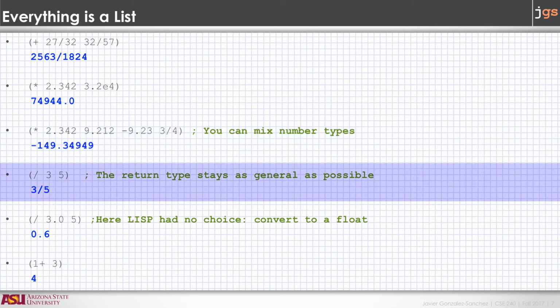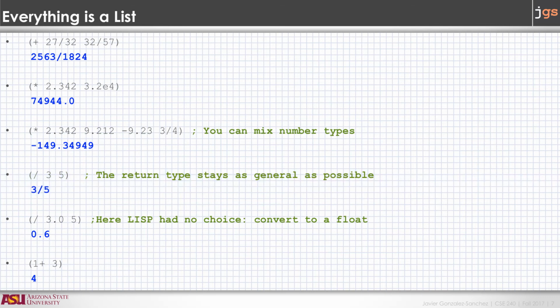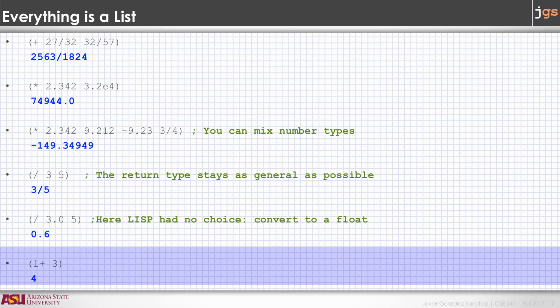In the next example, we have a division. We are doing the division of 3 and 5, and the result is going to be a fraction, 3/5, which makes sense. So the types are going to stay as general as possible. In the next example, if you try to do the same, but the first number is now floating point, so 3.0 division 5, the result is going to be a floating point number, because Lisp does the operation with floating point numbers.